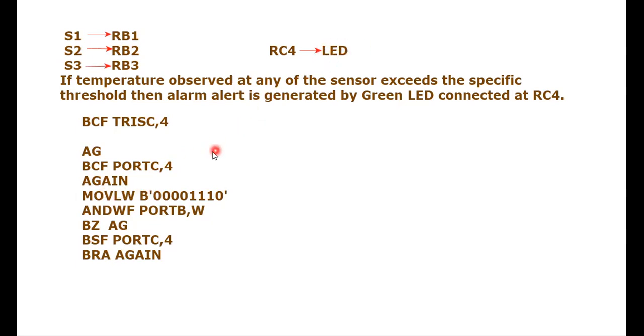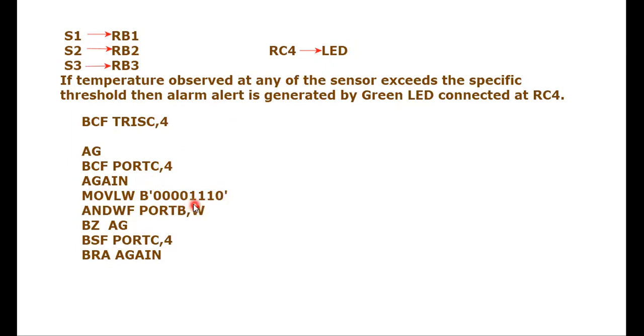Furthermore, let's see what we are going to do. MOVLW binary 4 times 0, 0110. That means we are sending this value to the working register. And remember, the 0 pin is 0. The 1 pin is high, the 2 pin is high, and the 3 pin is high.